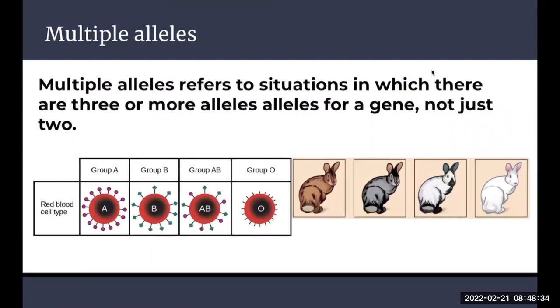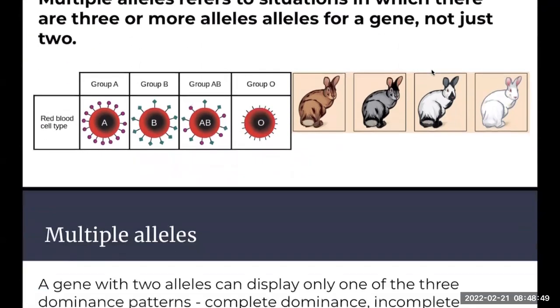So I think the definition for multiple alleles is pretty clear. It refers to a situation where there are more than two alleles. So maybe there are three, or maybe there are four, or maybe even five alleles for a gene, not just two.